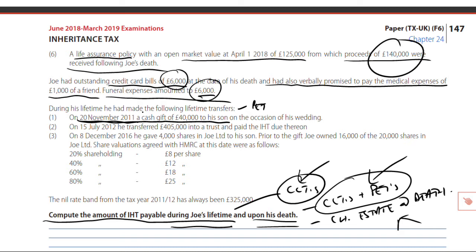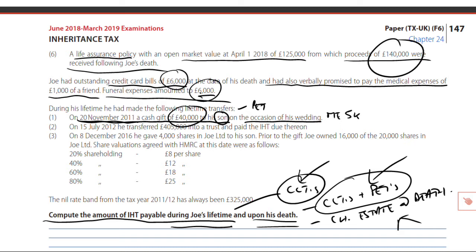On the 20th of November 2011, 7 years on from that, we would have had the 20th of November 2018. Didn't last until then, lasted only till the 1st of April. So yes, that PET does become chargeable, but it's on the occasion of his wedding there. So what we'll have, occasion of wedding, son, so that's a marriage exemption of £5,000. You apply the marriage exemption first, but clearly that doesn't cover all of the £40,000.